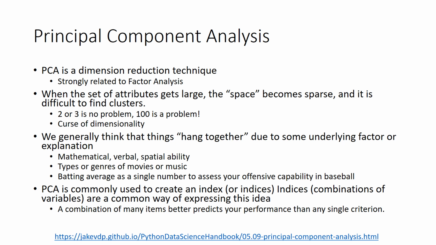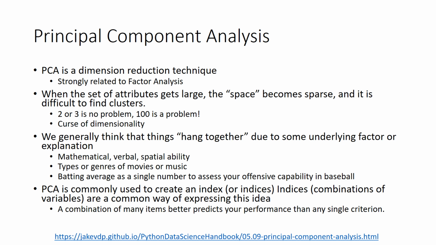So the idea here is maybe we think there are certain latent abilities in the way that humans solve problems, right? Some people are better at math, some people are better at verbal stuff, some people have higher spatial ability. We think that these things work together. Another way of thinking about this would be types or genres of music or movies.